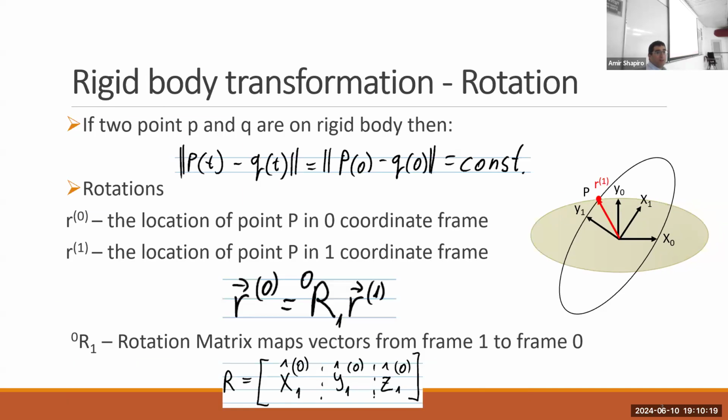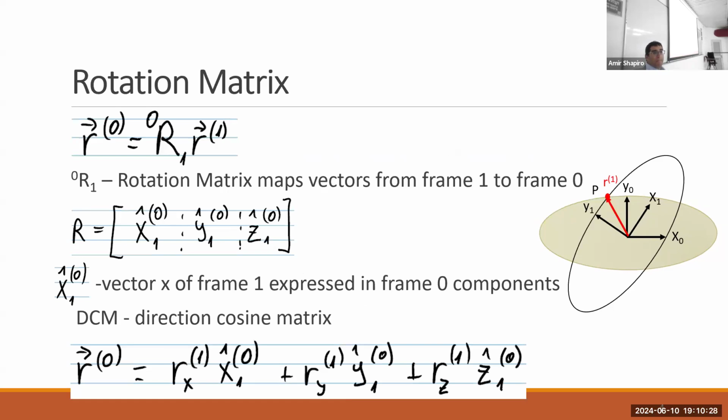So this is the mapping R between the one reference frame and the zero reference frame, as you can see here. And x10 is the vector x of frame 1 expressed in frame 0 components. This is sometimes called the DCM, the direction cosine matrix.